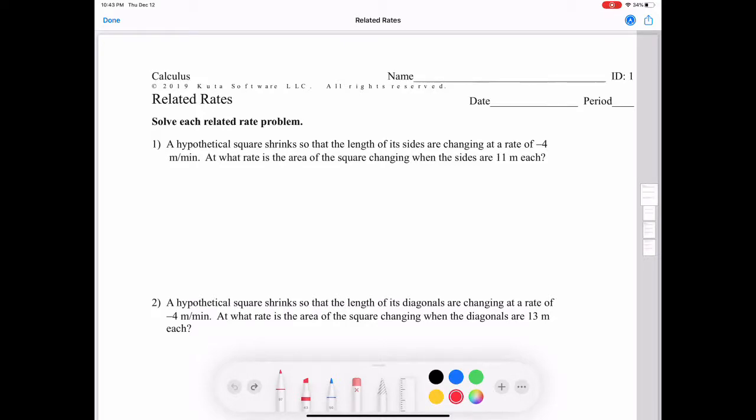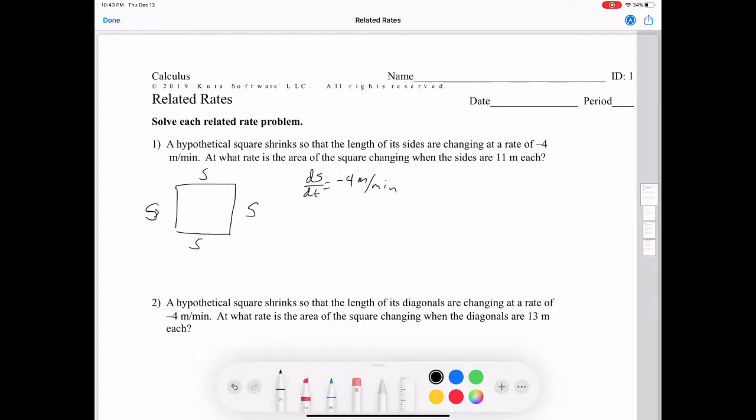Okay, so let's draw the hypothetical square real quick. We have a square, so we know all the sides are the same. And the length of the sides, so we have four sides here, right? That's changing at a rate of 4 meters per second. So I'm gonna call this S for sides. And the rate at which the side is changing, I'm gonna call that ds over dt in relationship to time. That's negative 4 meters per minute.